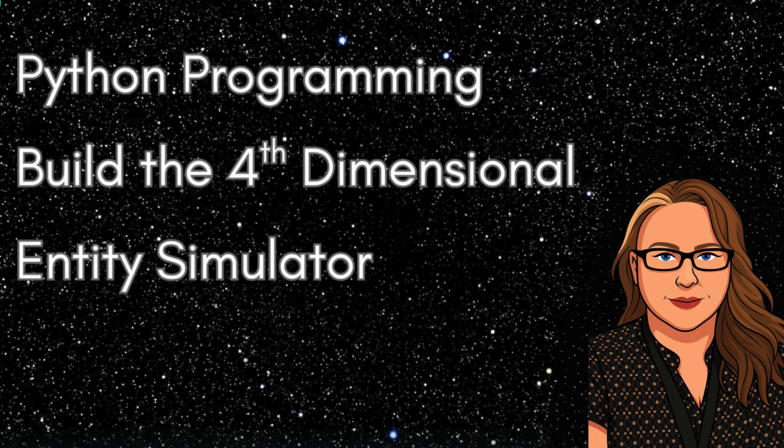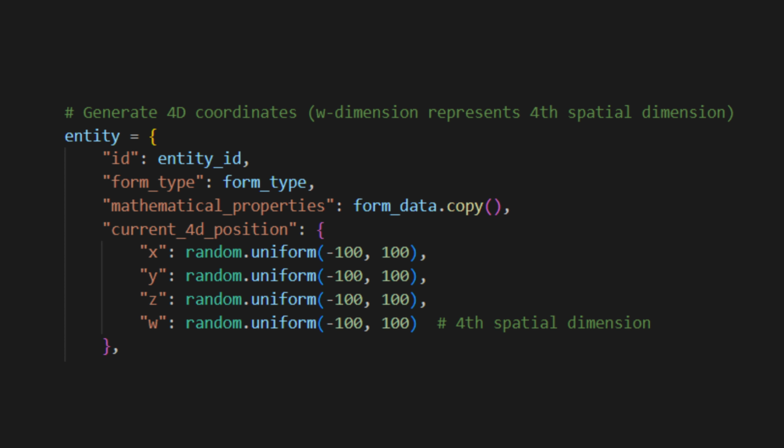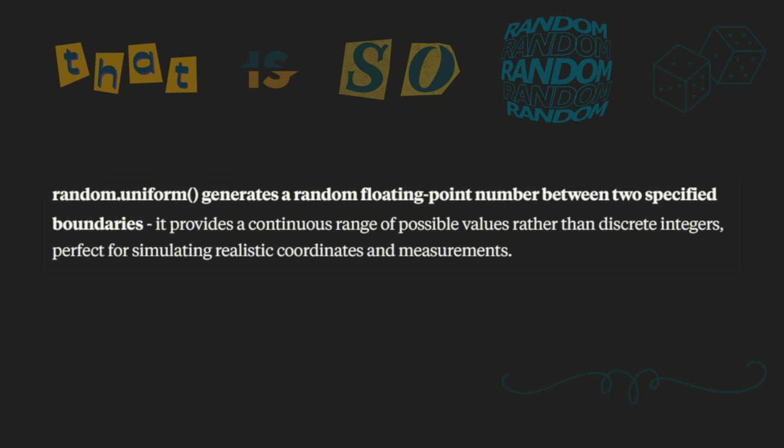Now we're going to continue onward in our entity dictionary creation, where we are putting current 4D position as our key, our string key, and that key's value is another dictionary. And we need to talk about what random.uniform is and how that works. The random.uniform function generates random decimal numbers, what we call floating point numbers, within a specified range.